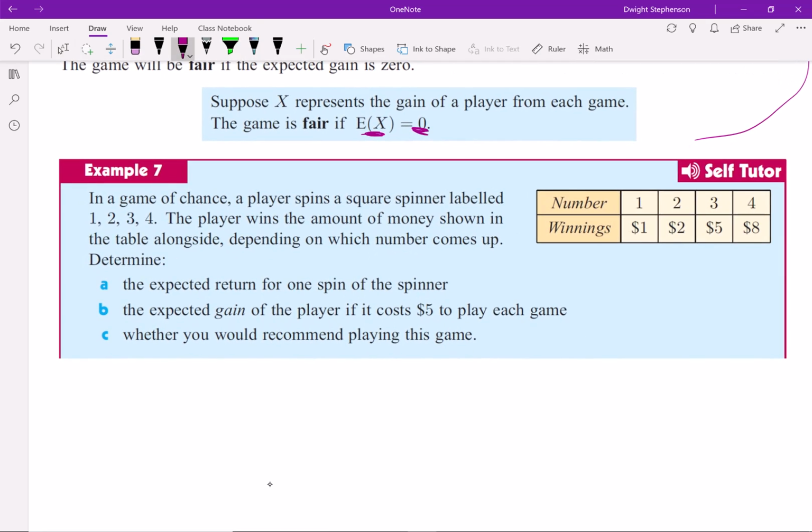We're spinning a square spinner, so it looks like this. You have 1, 2, 3, and 4 on there. And you want to see what is the expected return for one spin, right? So if I just spin this thing once, how much money would I expect to earn, right? So let's go through this first. These are our xi, our random variable, our x, right?